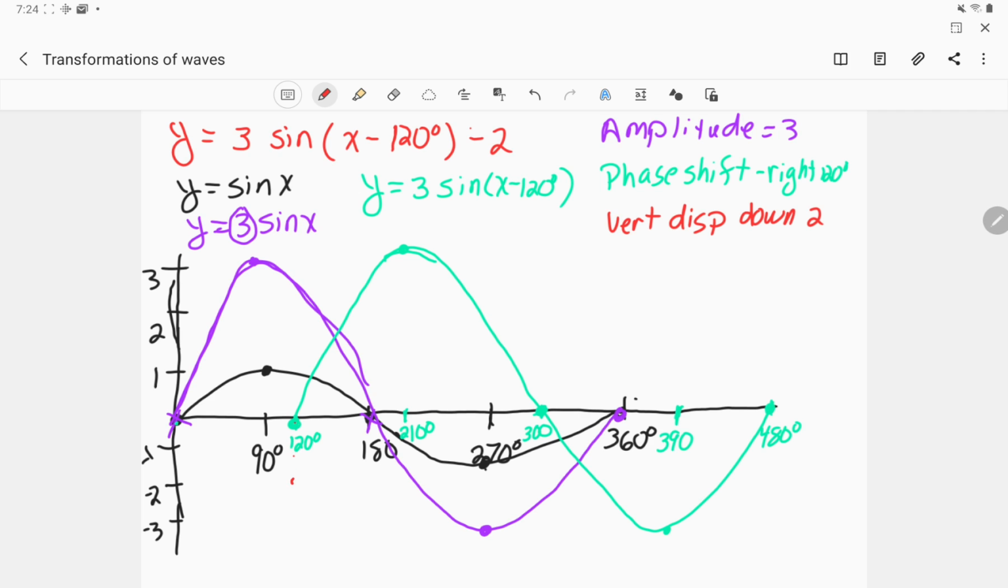So 1, 2. I'm going to take this, which is at 3, and I'm going to go down 2. 1, 2. I'm going to take this, which is at 0, and I'm going to go down 2. 1, 2. I'm going to take -3, and I'm going to go down 2. It's way at the bottom of my screen, so let's say there. And this is going to go down 2. So right here. So it is now here. So the red graph is your final graph.